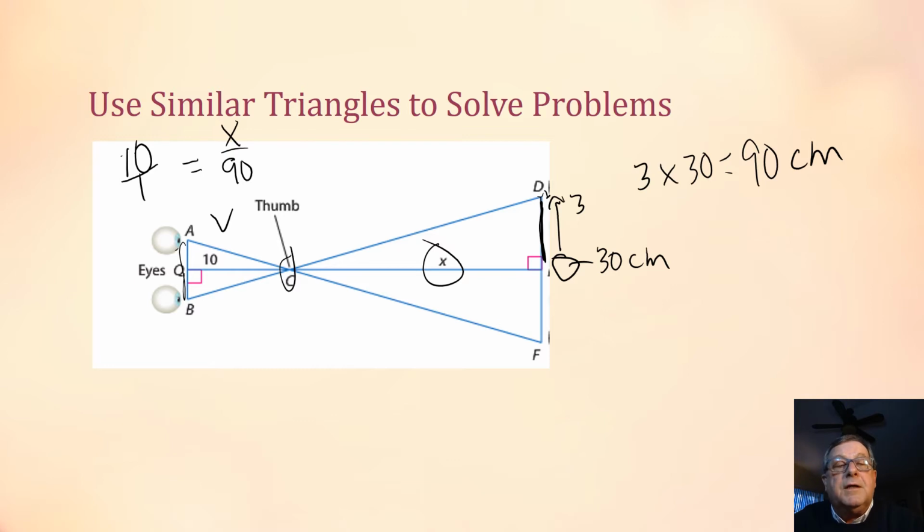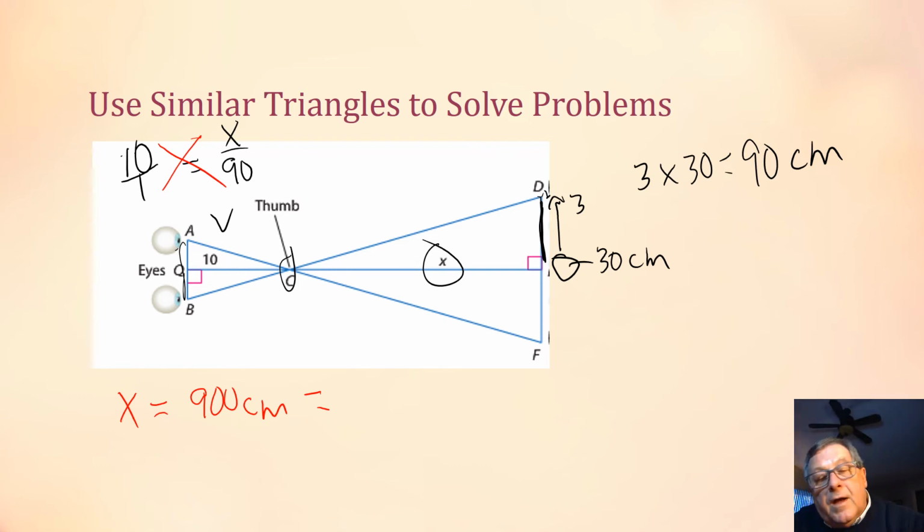And all we've got to do to solve this problem is cross multiplication on this ratio. So let's see, we've got 1 times x equals x, and that's going to equal 10 times 90, which is 900 centimeters. And if we want to reduce that down to meters, we can just divide that by 100. And we've got 9 meters.